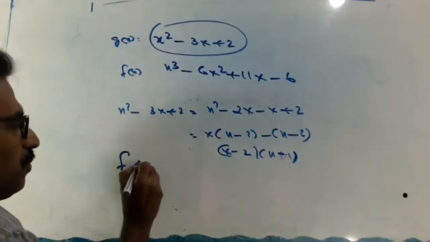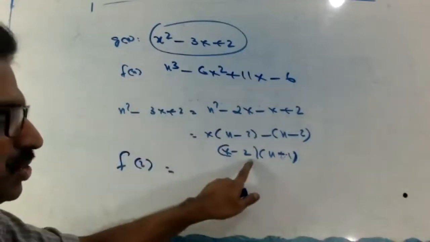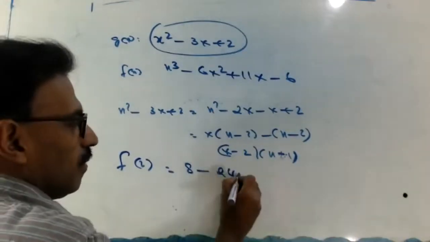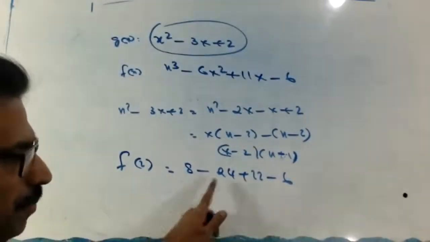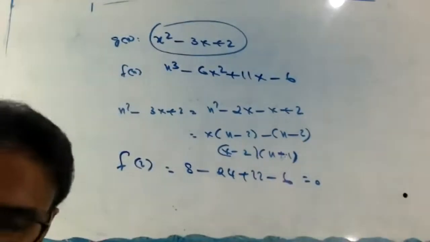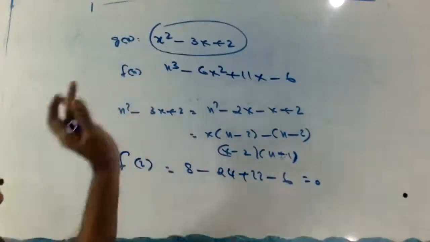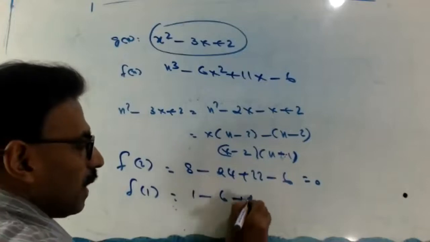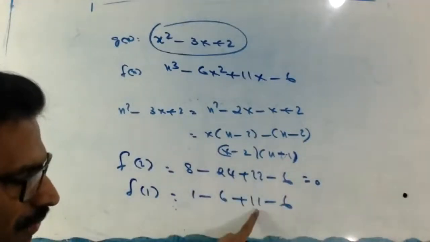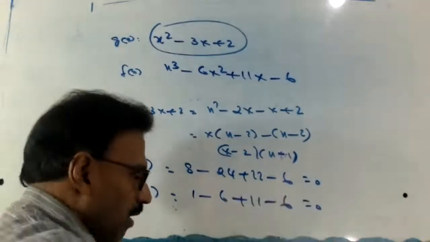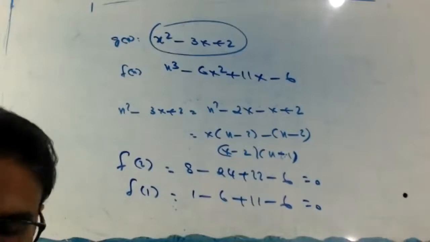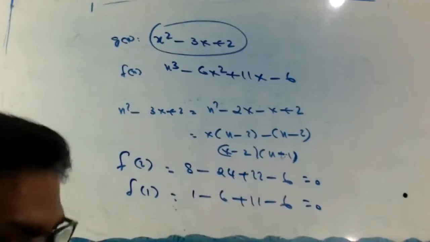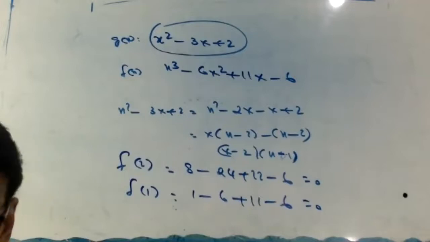Then you try f of 2 here, f of 2, because x minus 2 here. 8 minus 6 into 4 plus 22 minus 6. 8 plus 22, 30 minus 30 equal to 0. That means x minus 2 is a factor of f of x. Then you find f of 1. 1 minus 6 plus 11 minus 6. 1 plus 11, 12 minus 12 is also 0. Therefore, x minus 1 also a factor of f of x. Hence, x minus 2 into x minus 1 is a factor. That is, x square minus 3x plus 2 is a factor.